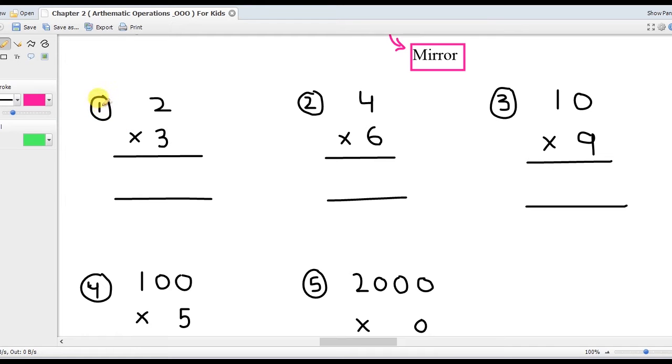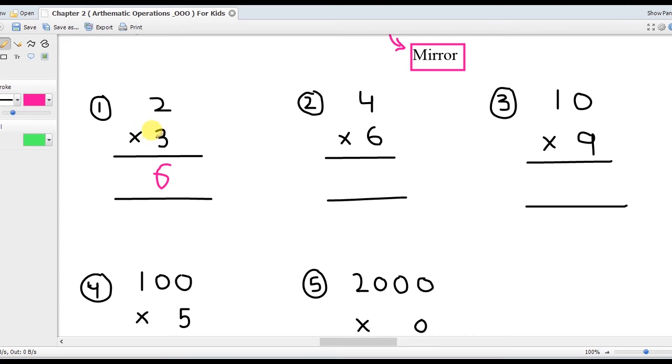So starting with question number 1, 2 times 3 is 6, right? So how are we getting this 6? There are so many different ways. The most effective way is using the times table. You should be familiar with, and learn, those times tables, then you will be able to solve multiplication as well as division questions.